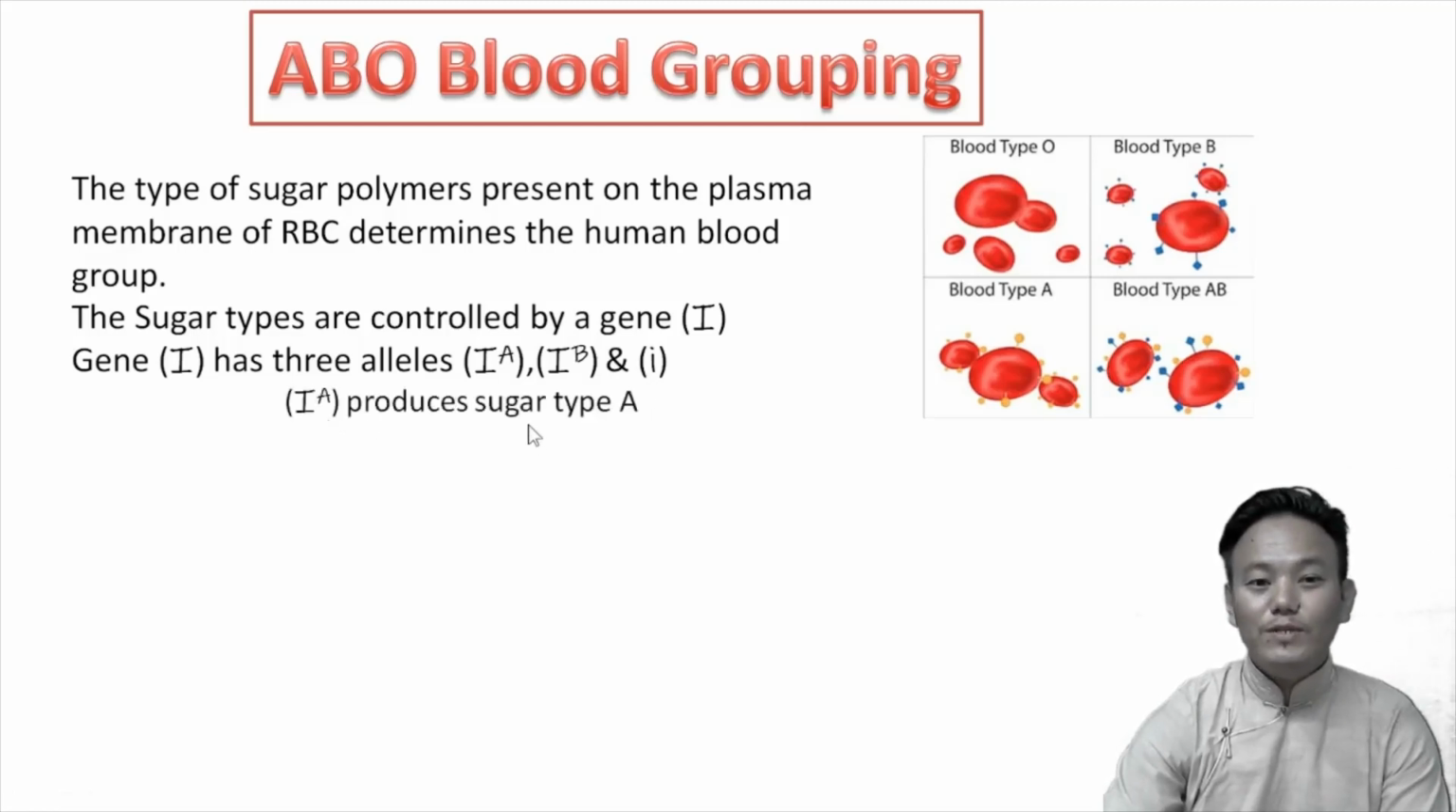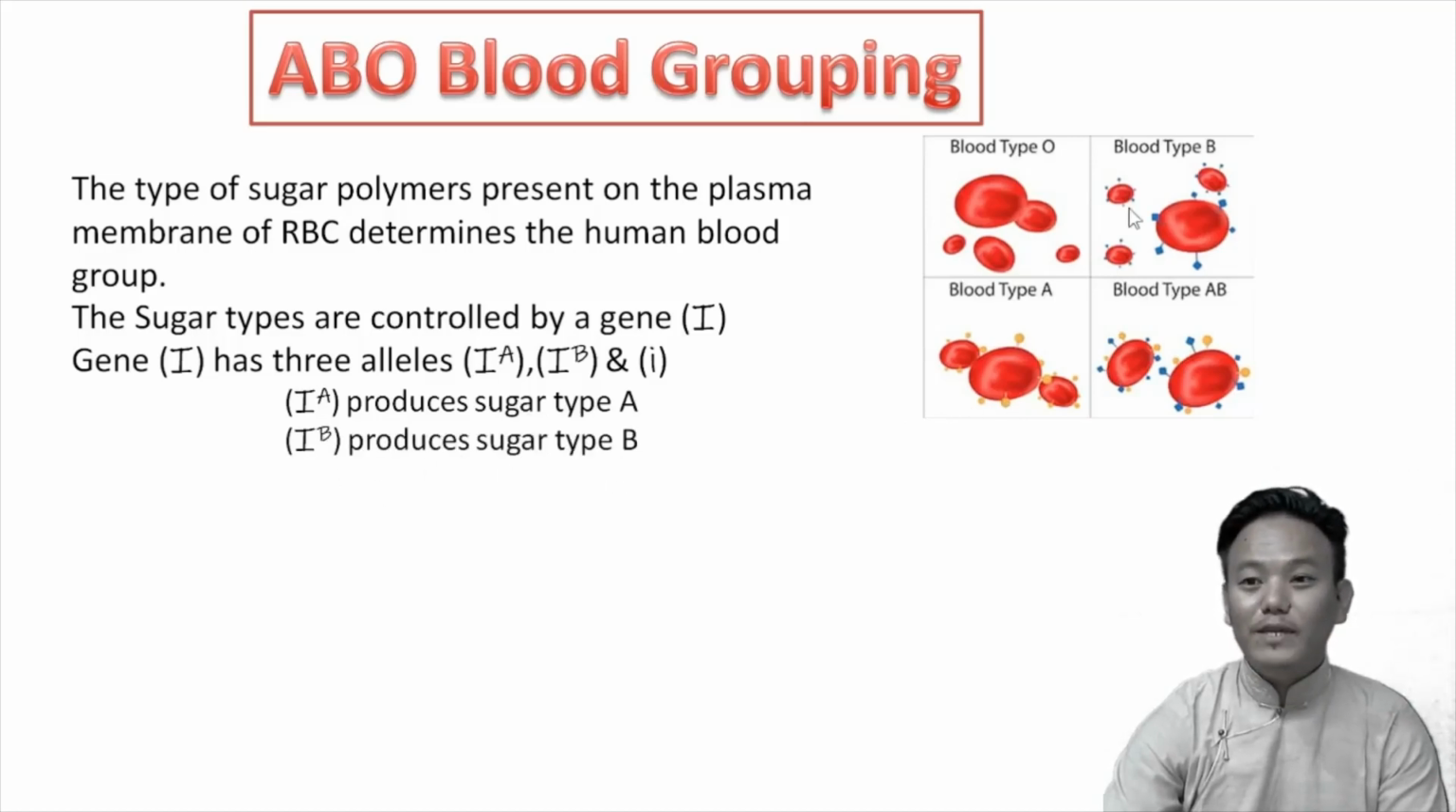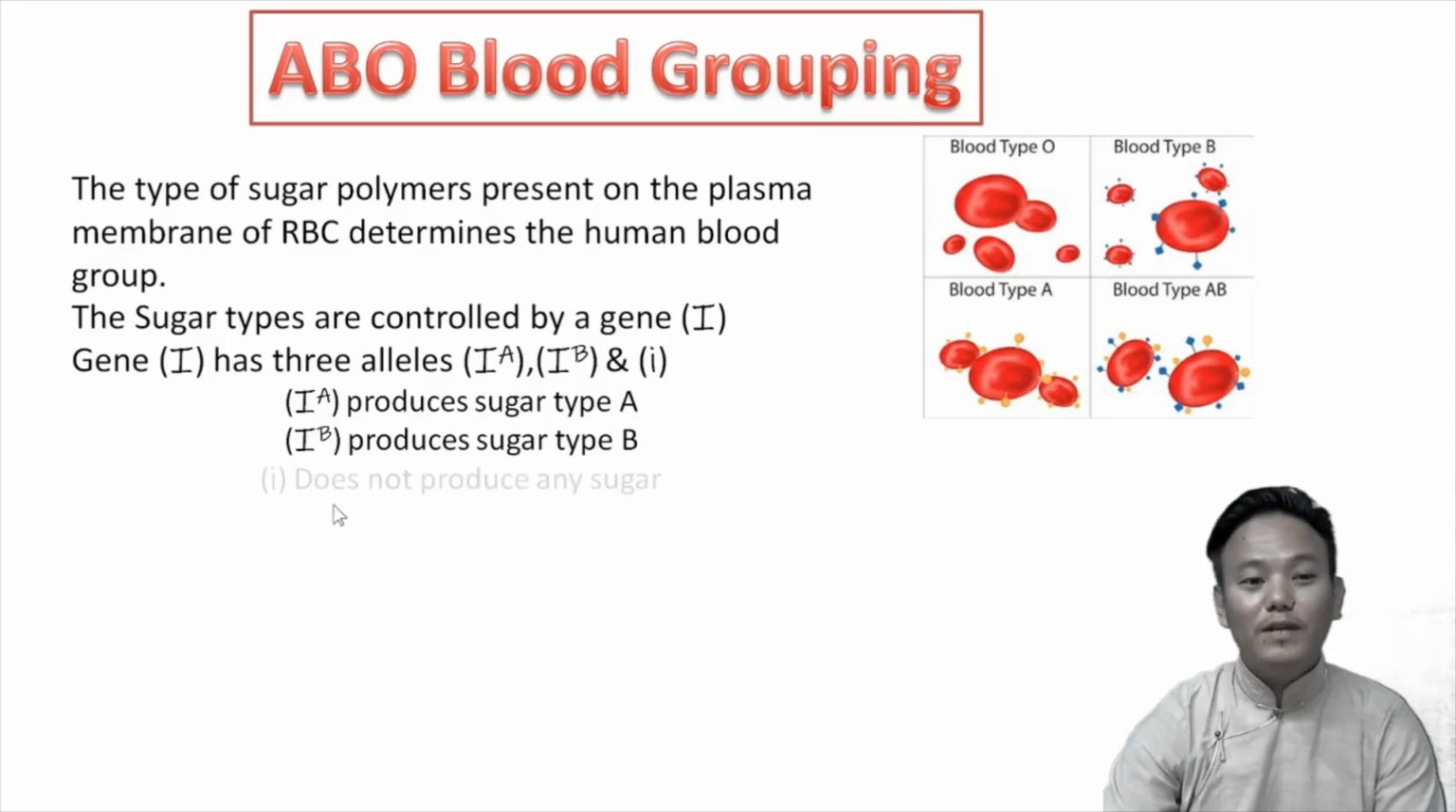IA produces sugar type A. So here there is sugar type A, the orange circle. So IA produces this particular sugar, sugar type A. IB produces sugar type B, this blue square, which is produced by allele IB. And the small i does not produce any sugar.